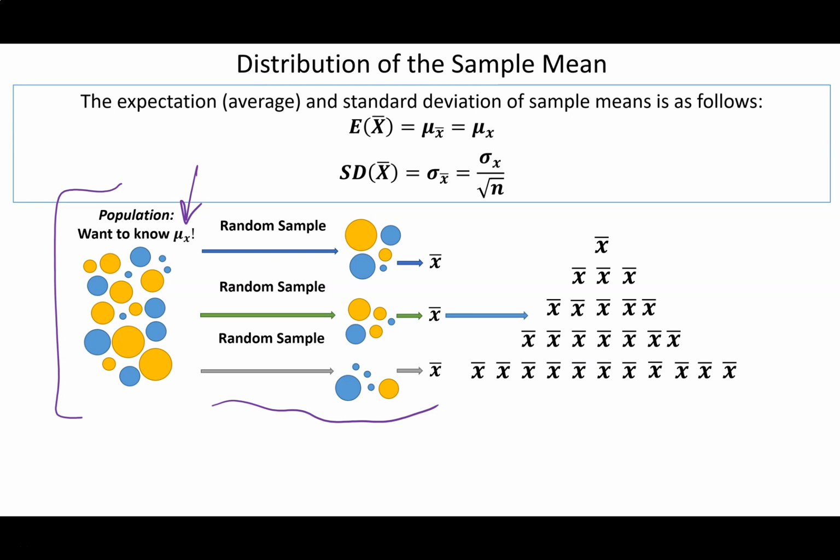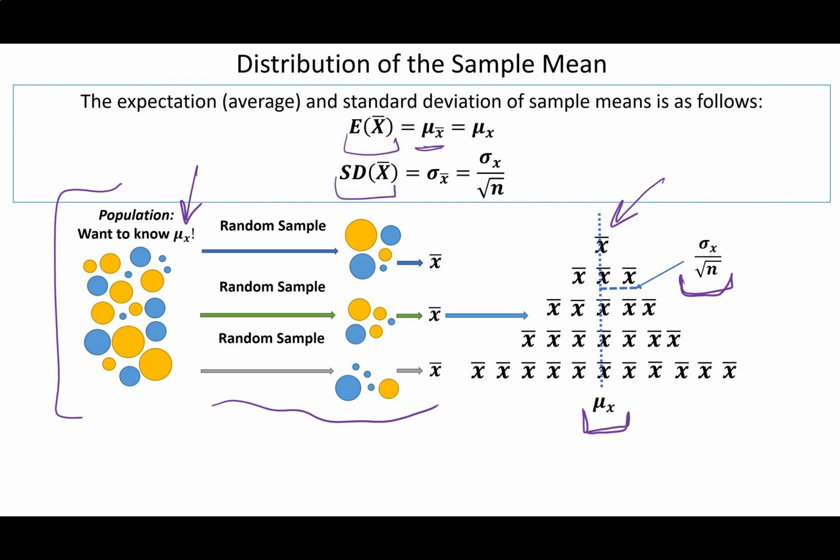And you might notice it has this great shape to it, right? It's centered right where we want to be able to estimate the population mean. And we can describe its standard deviation. So, on average, the expected value for x bar is going to be mu of x bar, which is equal to mu of x. So it's equal to the mean of the variable we're interested in.